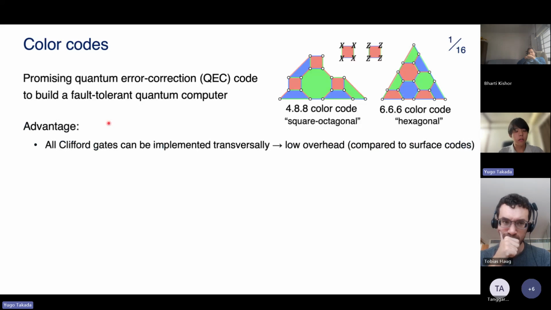The advantage of color code is that we can implement all Clifford gates transversely, which means we can implement the logical gate to the encoded qubit by applying individual physical operations to every qubit in a code block. It can lead to low overhead quantum computation compared to surface code, because in surface code, some Clifford gates, such as Hadamard gate and phase gate, cannot be implemented transversely. So it requires us to use some costly techniques.